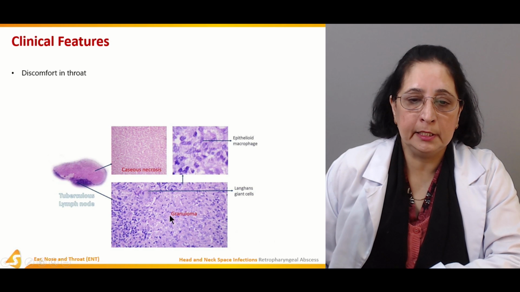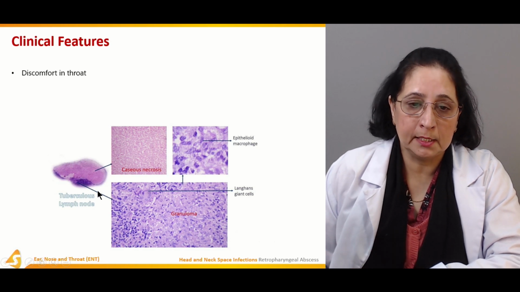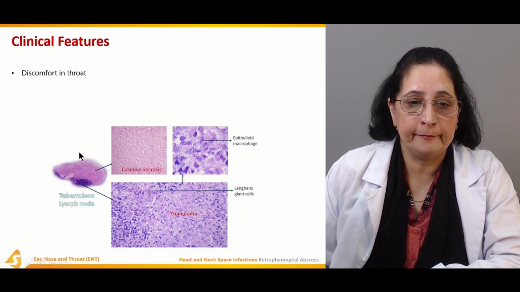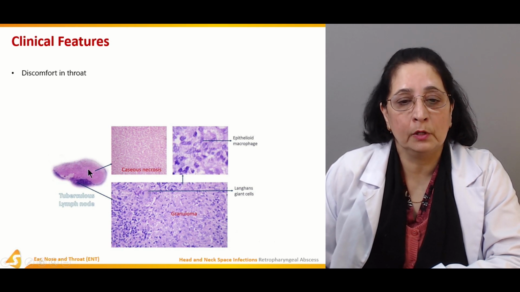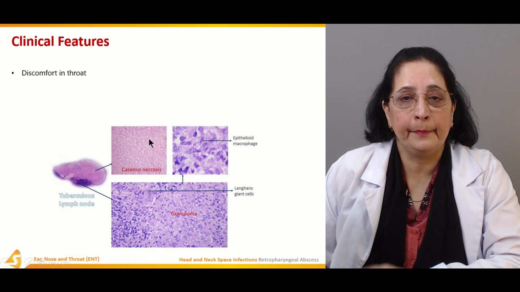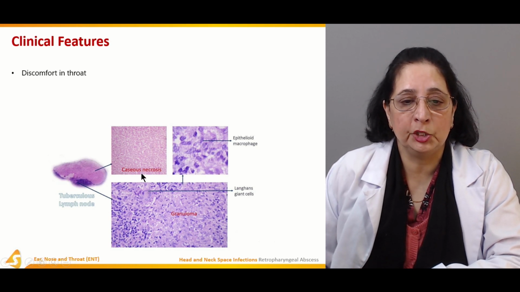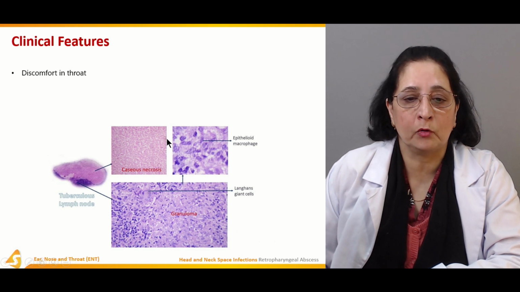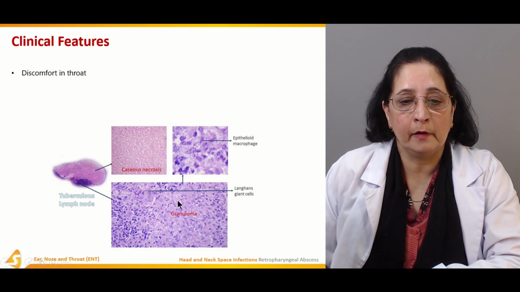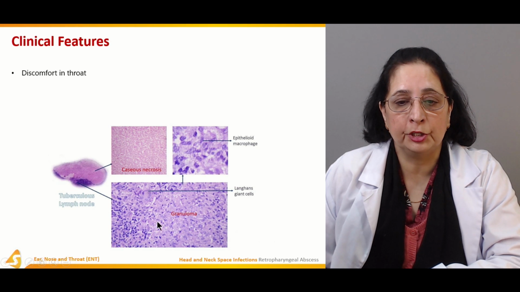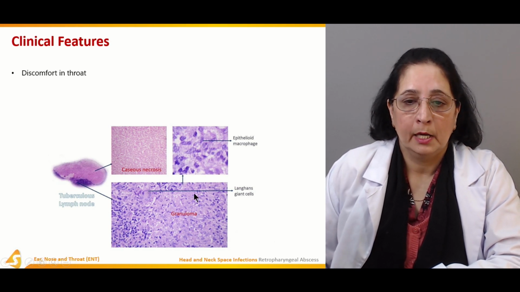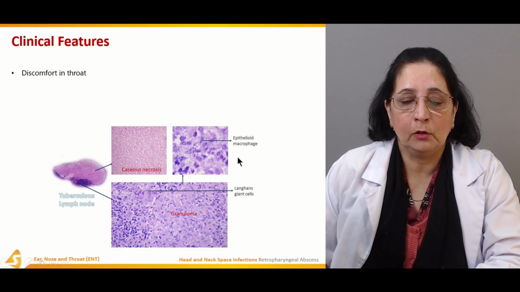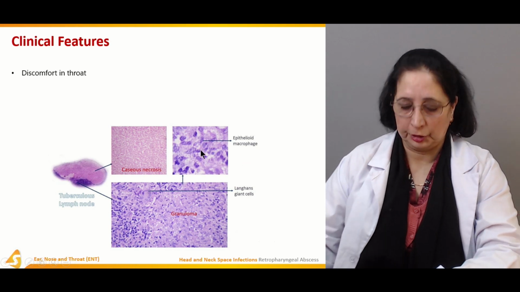Clinical features, and these are the diagrams. You can see a tuberculous lymph node here. This is the lymph node that has tuberculous infection, and on histology it shows caseous necrosis, and then granuloma formation is present in the lymph node. And then we also have epithelioid macrophages.